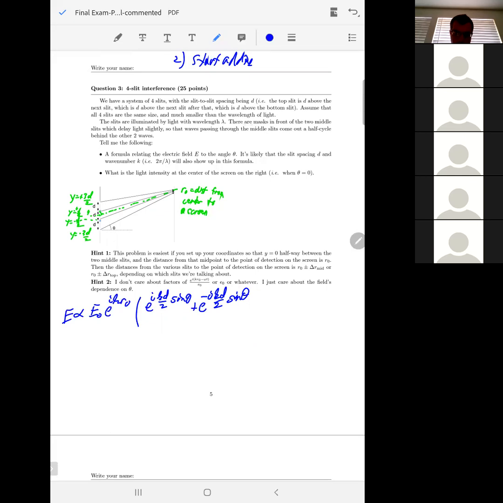Oh, but there are masks in front of the 2 middle slits, which delay light slightly. Forgot about that detail there. So if we give something a half cycle delay, then this one should get a minus sign, because when you go through half a cycle, you go from peak to trough. So this should have a minus sign there.